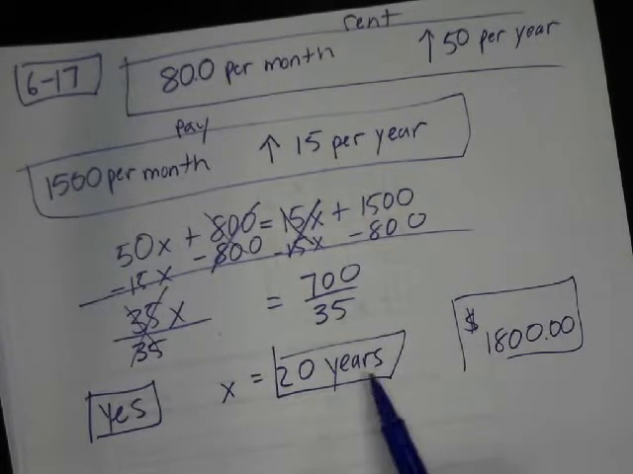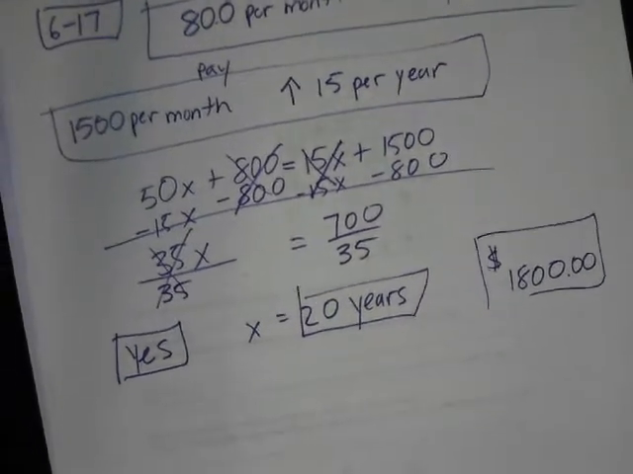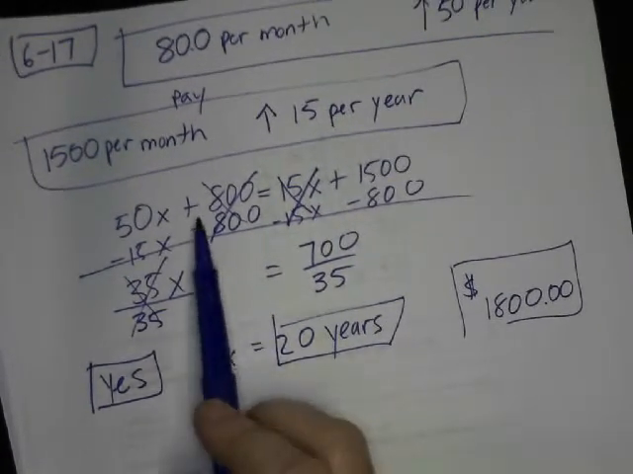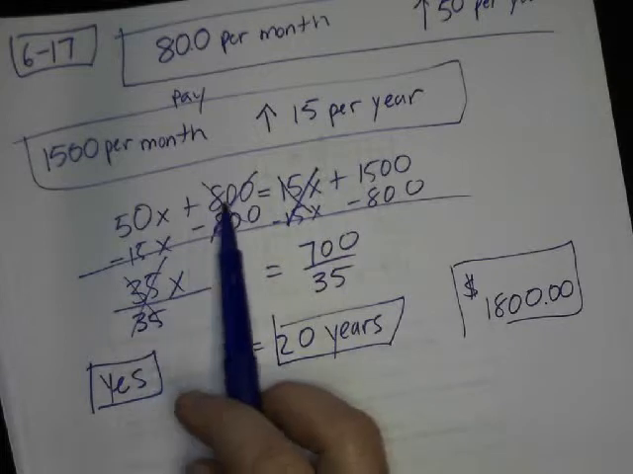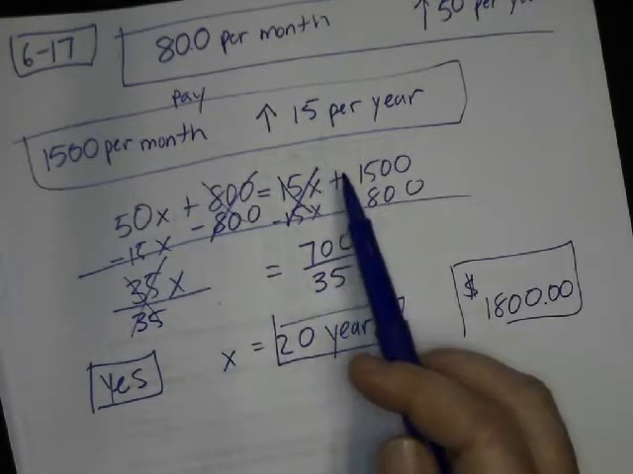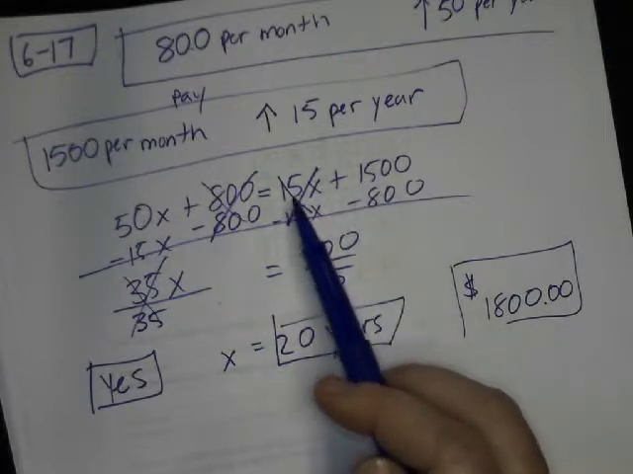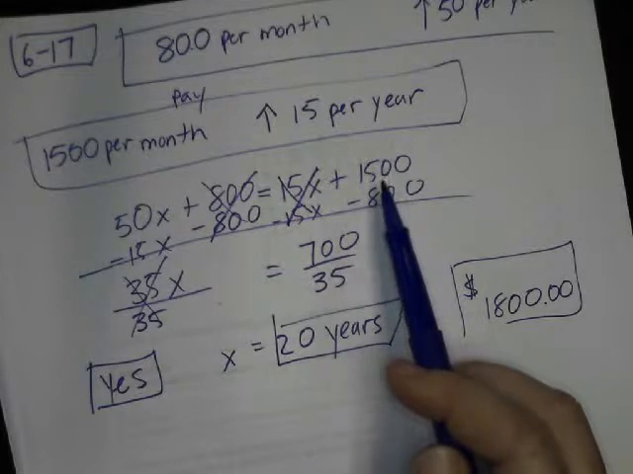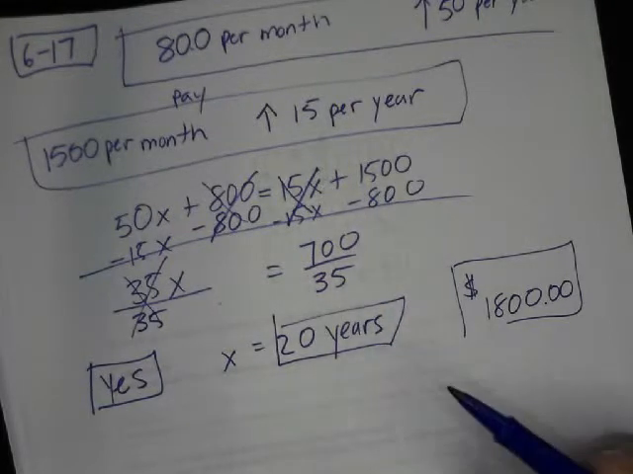So these are the answers to the three questions they asked you. Let's see how we can get that 1,800. So we have two equations. This equation had to do with her rent, the 50x plus 800, and then this equation had to do with her pay, like how much she gets paid. So, did you plug something into one of those equations? I plugged in 20.